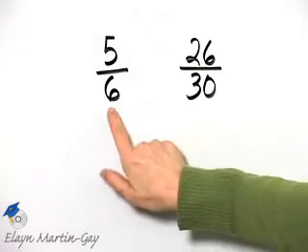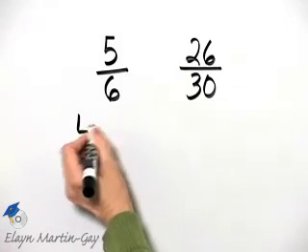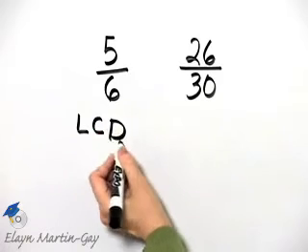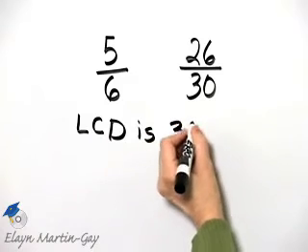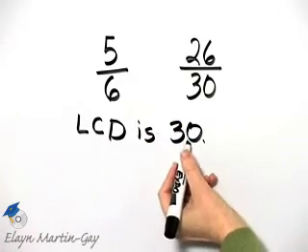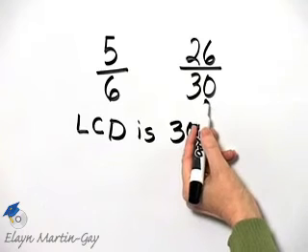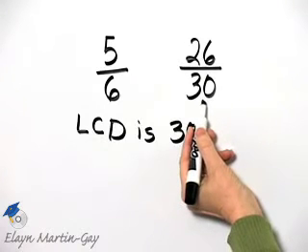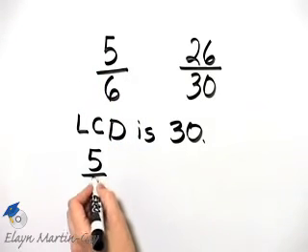What will I use as that same denominator? I'll use the least common denominator, which remember is the same as the least common multiple. So what is the least common denominator for these two denominators? It is 30, because 30 divides into 30 and 6 divides into 30 also. So the least common denominator is 30. Since 26/30 already has the least common denominator as its denominator, let's work with the fraction 5/6.